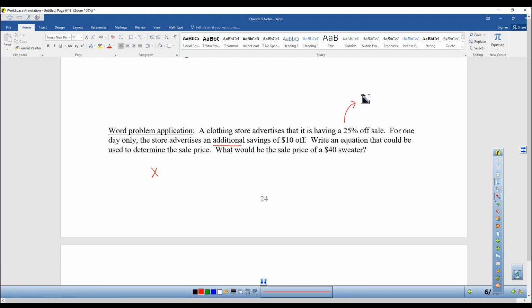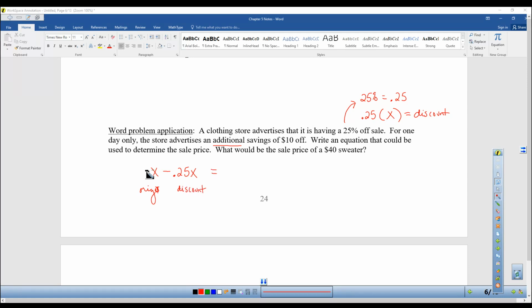25% as a decimal is 0.25, and 25% of, the word of always means times, 25% of X, so times the original price, will give you the discount. So if you want to figure out how much you're going to pay, then you're going to pay X minus 0.25X. Here's your original price. Here's your discount.